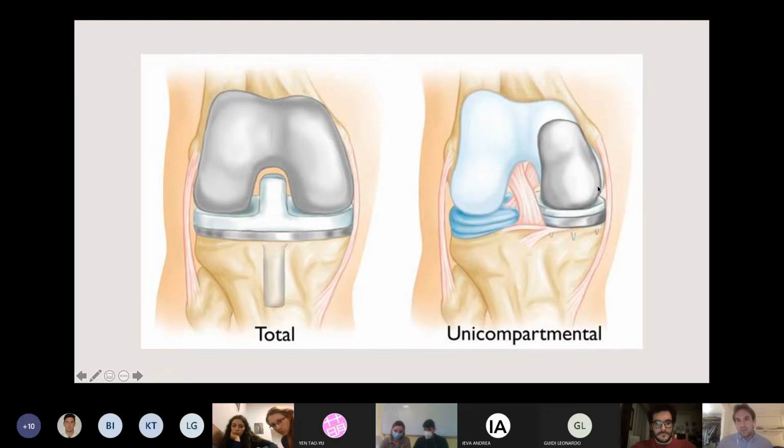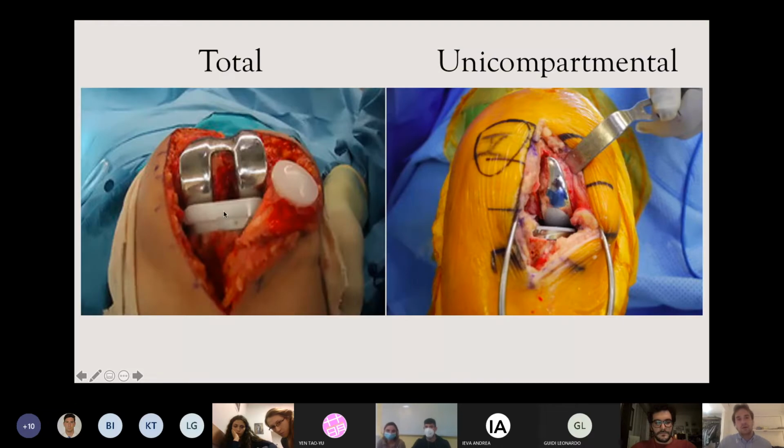Obviously, to be able to implant a unicompartmental knee arthroplasty, you have to have the other two compartments in good shape, not degenerated. And also, you have to have the anterior cruciate ligament, which is functional. This is a real-life picture where you can appreciate why the unicompartmental knee arthroplasty is minimally invasive, more tissue sparing compared to the total, because here we have a smaller incision compared to this one, which is way longer.